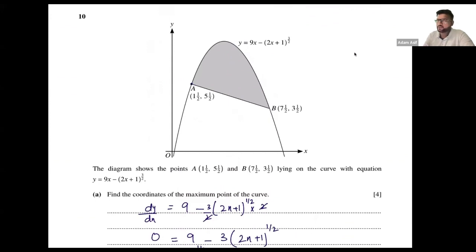We have the dy by dx expression. First, we are going to find the gradient of AB. Once we have the gradient of AB, we can take the negative reciprocal of it, to get the gradient of the tangent line at A. Now, we are going to compare it: the gradient of the tangent line at A should be the same as the gradient obtained when we plug 1.5 into the dy by dx expression.